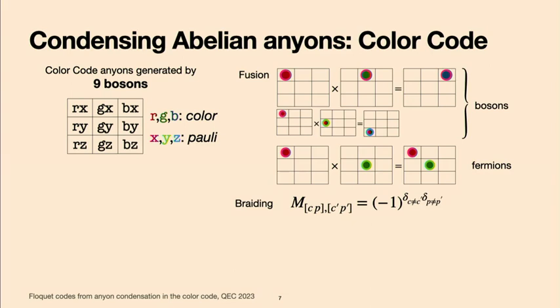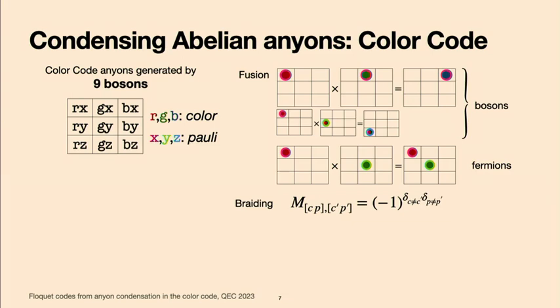The slide title said color code, so here is the first slide with the color code. The color code anyon model has 9 bosons. These bosons can nicely be depicted in this 3x3 grid, where each has a tuple of labels, one color, one Pauli label, and this table is a really nice depiction because it captures the fusion, how the product of this group behaves, and the braiding quite nicely.